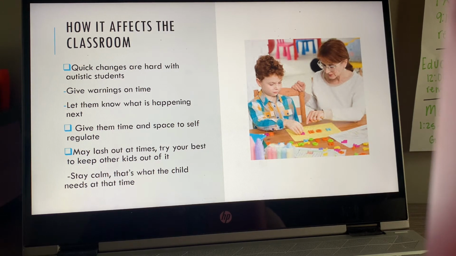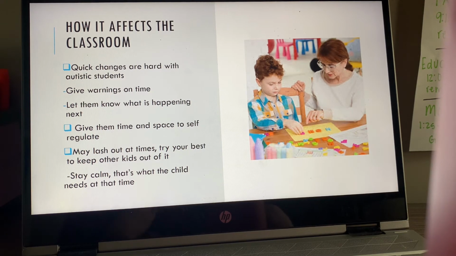So along with that, giving warnings on time is also a good thing, letting them know, hey, we have 5 more minutes of math time, we're about to go into reading time, because quick changes are hard and they will feel out of place.